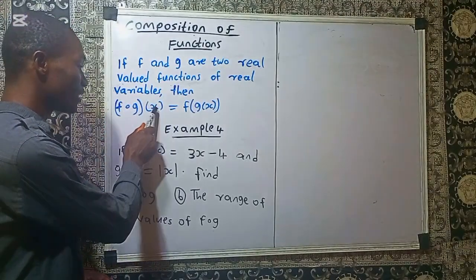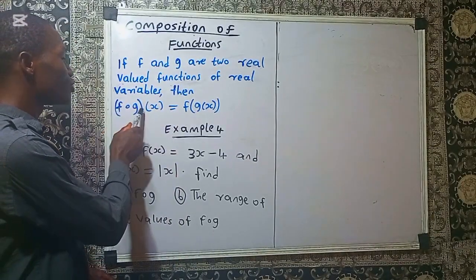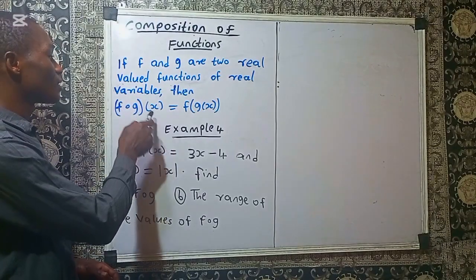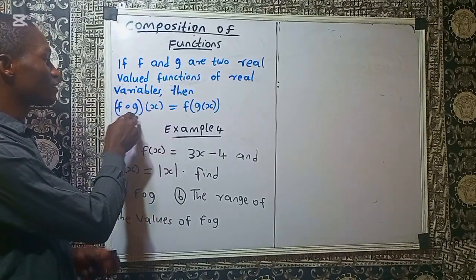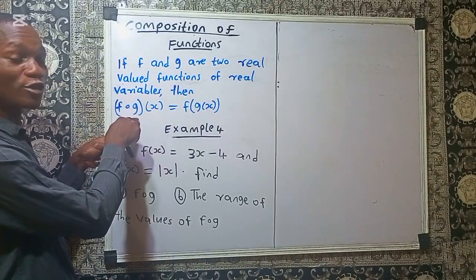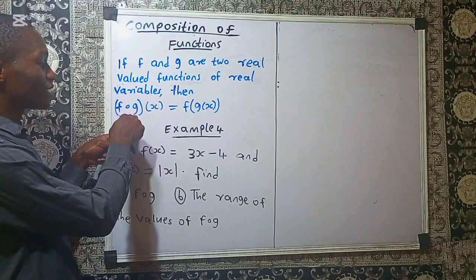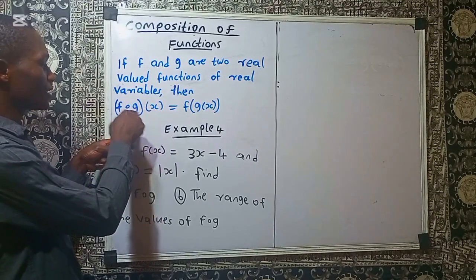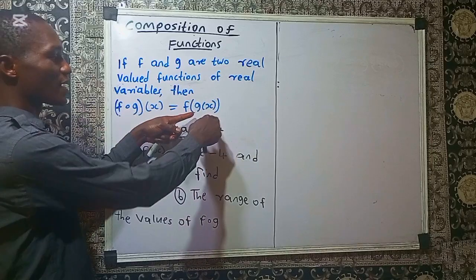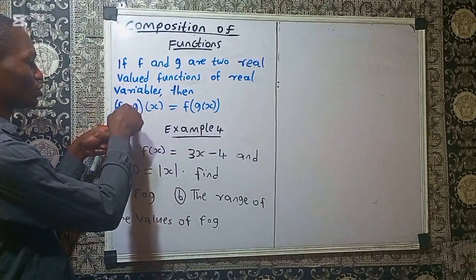f composition g of x is equal to f of g of x. What this means is that f composition g of x is the same thing as putting the value of the second function inside the first function. The second function is g, the first function is f. So I have the first function, then I will do a bracket. What I will put inside this first function, f, is the second function, g of x.